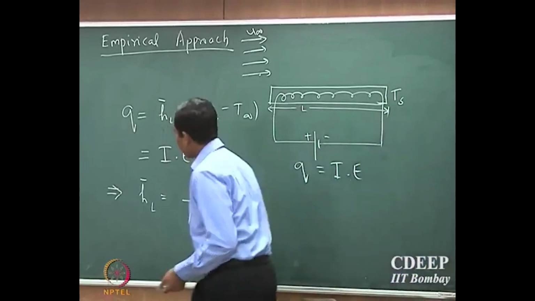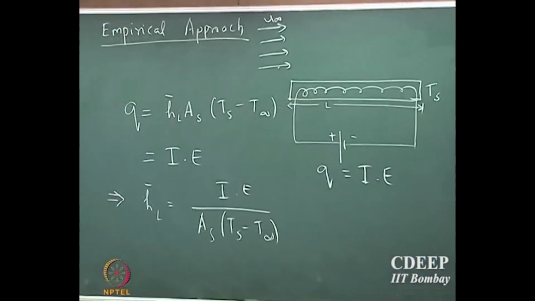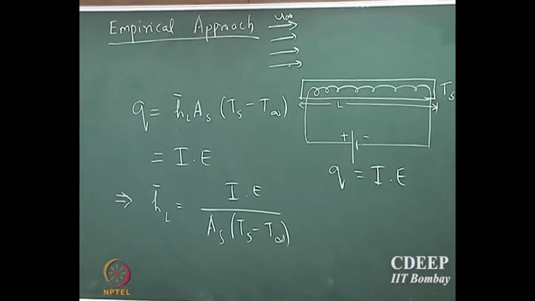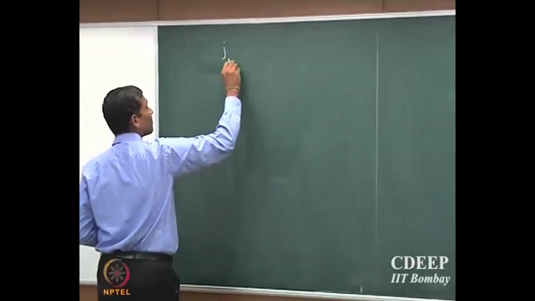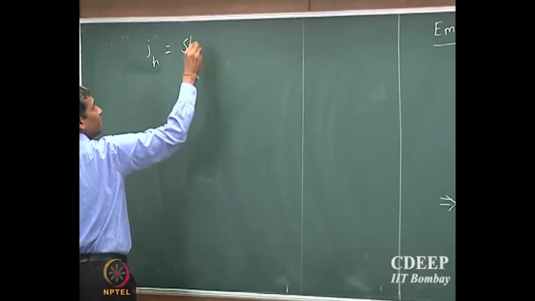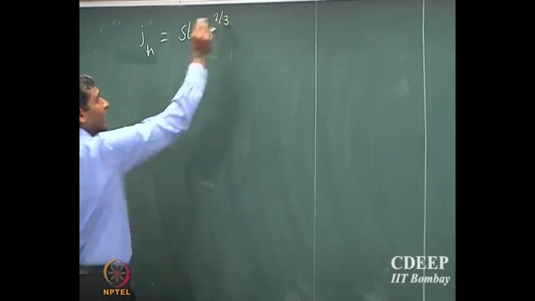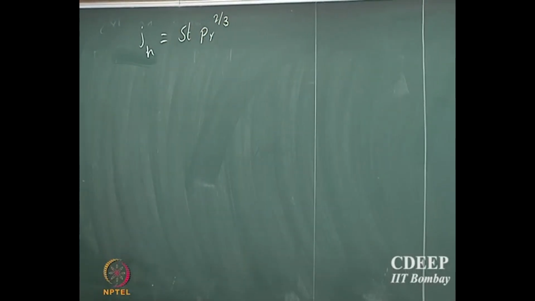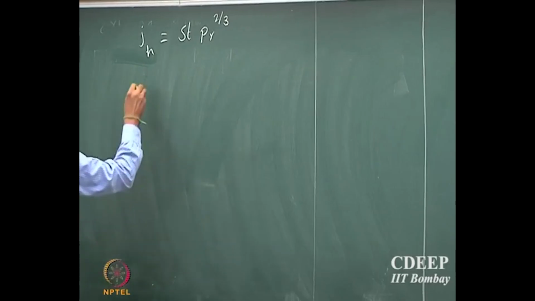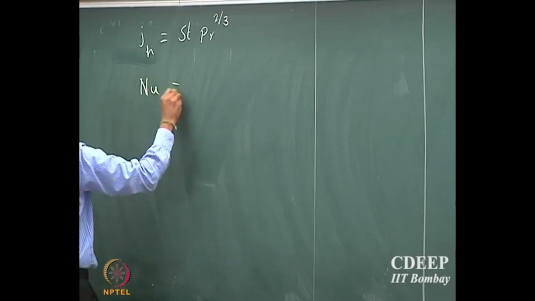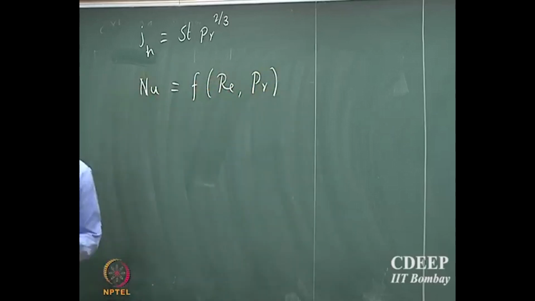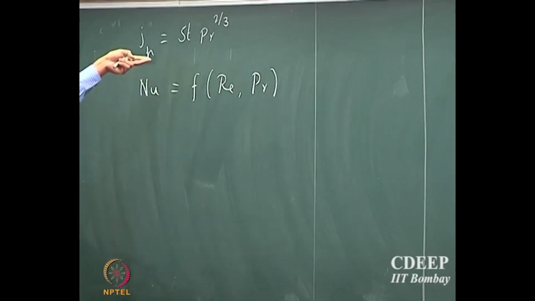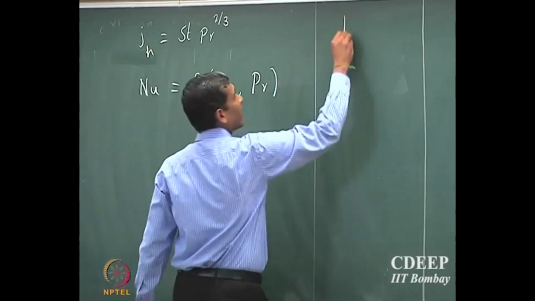Now, we said that the functional form in the Chilton-Colburn analogy, we said the j_H factor is the Stanton number multiplied by Prandtl to the power of 2 by 3, right. So from here one could guess that the Nusselt number should be a function of Reynolds number and Prandtl number, okay. So of course one could guess that the exponent that you will get is Pr to the power of n, right.